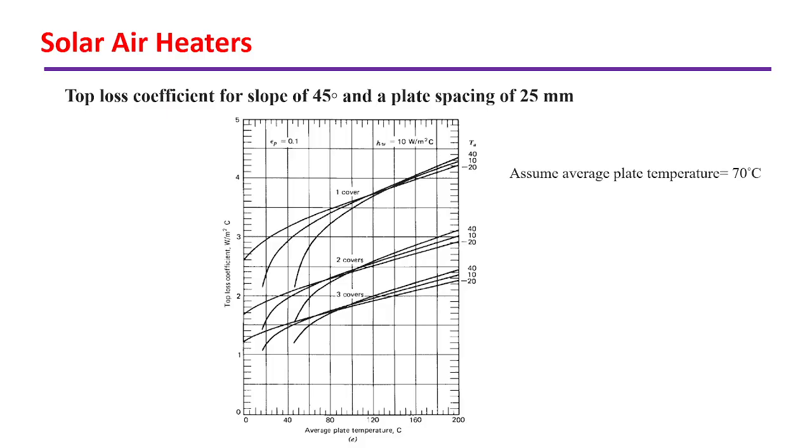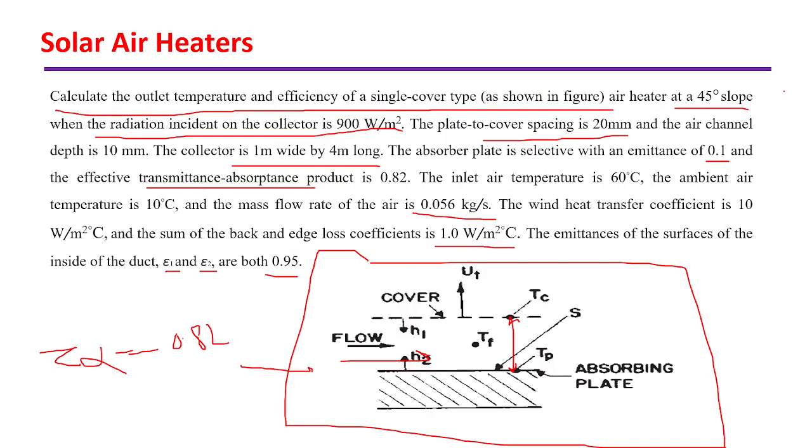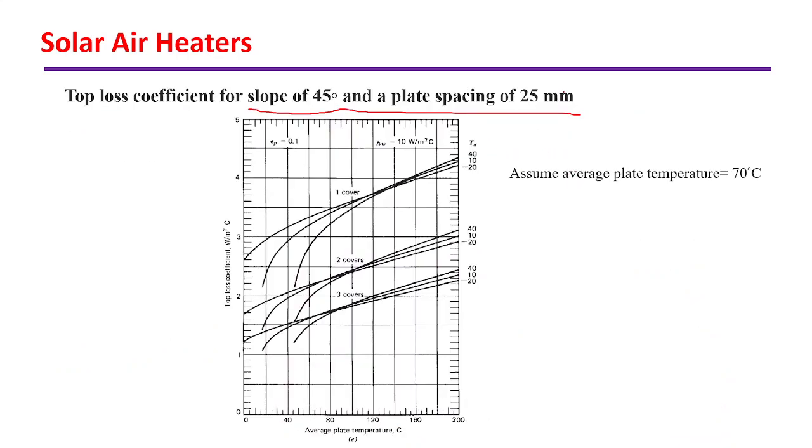So suppose we have given the top loss. We have given the slope of 45 degrees centigrade, and plate spacing is given in the numerical, slope 45 degrees centigrade, and the plate to cover spacing of 20 mm is given. In that case, if you have to calculate the top loss coefficient UT, we can simply take the help of these correlations given in the standard books.